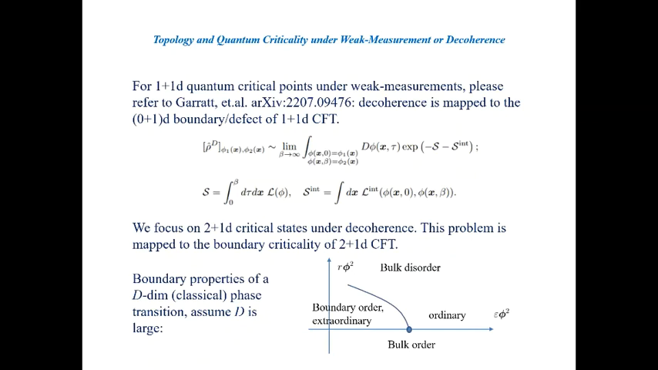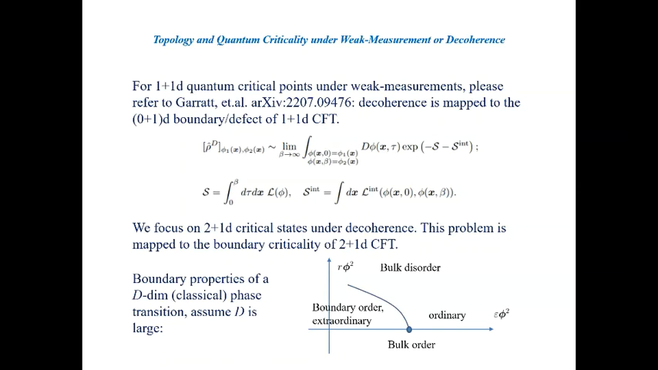Right, okay, so let me give a quick review, an introduction, of boundary criticality. We want to start with a 2+1D critical state under decoherence, and this problem is mapped to the boundary criticality of a 2+1 dimensional CFT. So let me give a very quick review of boundary criticality. Suppose I consider a D-dimensional, capital D-dimensional classical phase transition. Now let's assume D is large, so we can just do mean field.